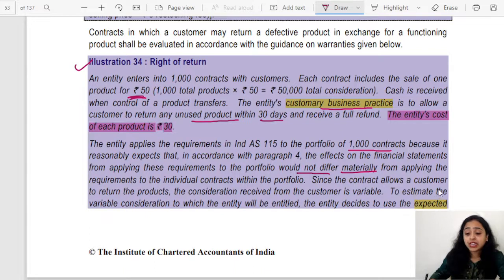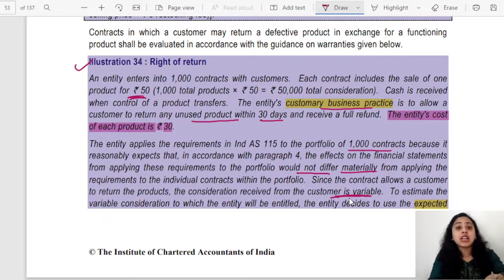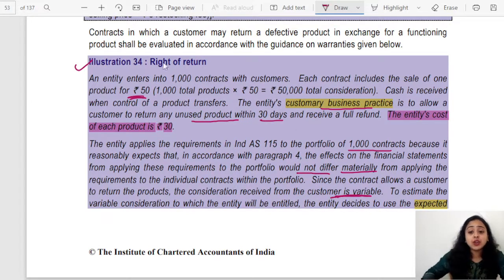Since the contract allows a customer to return the product, the consideration received from the customer is variable. Therefore, the amount that you will be receiving or that you have received is quite variable, because there are high chances that you might need to refund it. So even after making a sale of rupees 1000, you cannot expect exactly how many will be returned, what should be recorded and what should not be recorded. Okay, so 30 is the price.